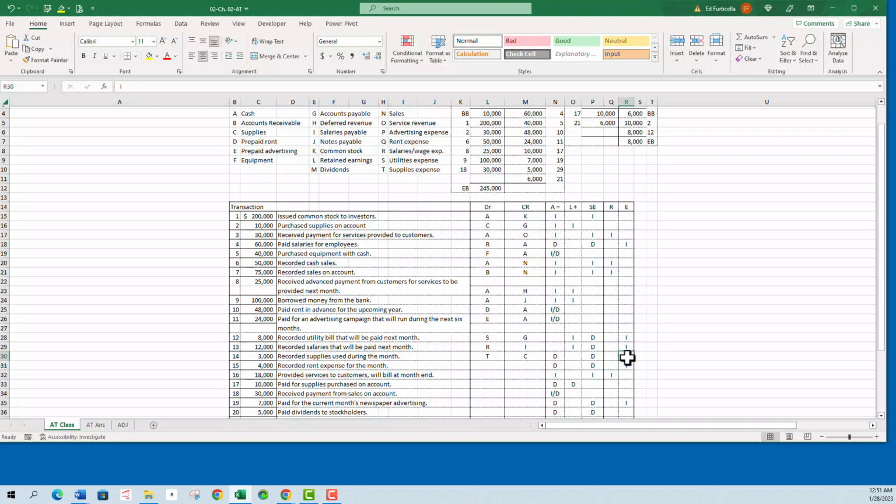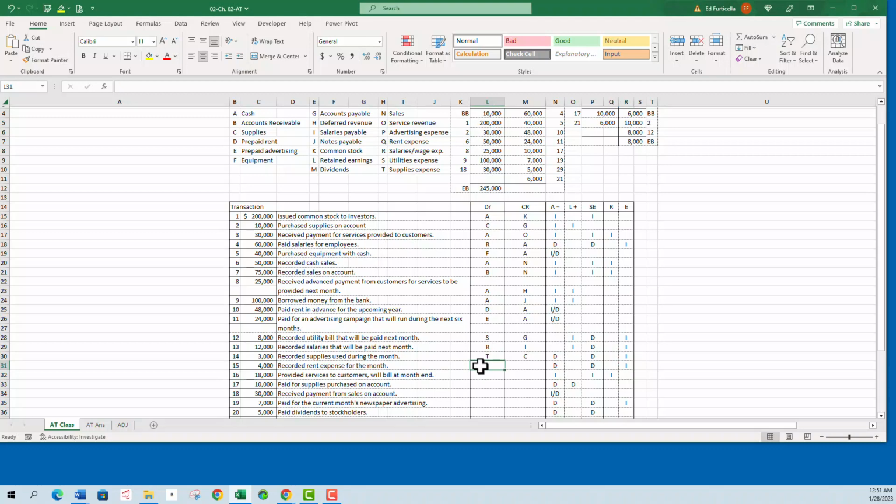15 states that we're recording the rent expense for the month. Now back in number 10, we paid for rent in advance. So when we made that advance payment of rent in number 10, we debited prepaid rent. Now in transaction 15, we're recording the use of 1 month of that rent. So the two accounts involved are going to be rent expense and prepaid rent.